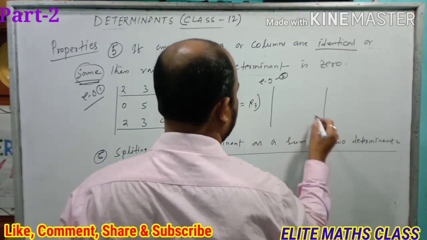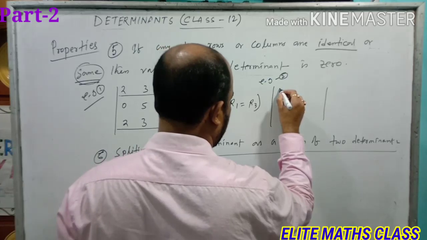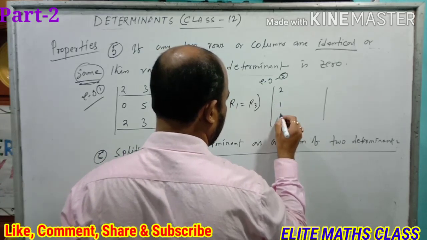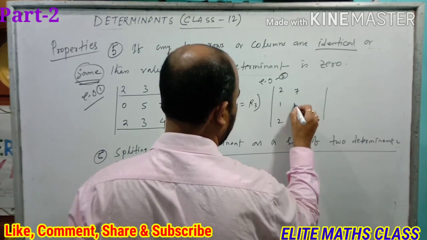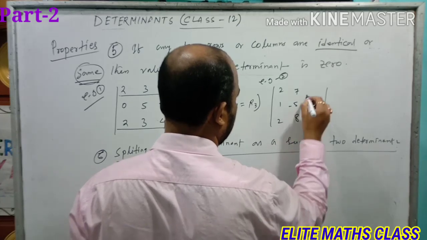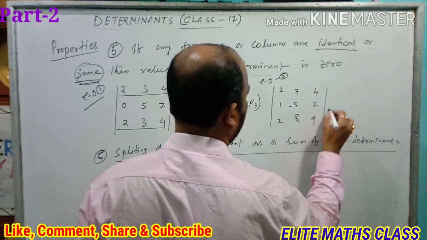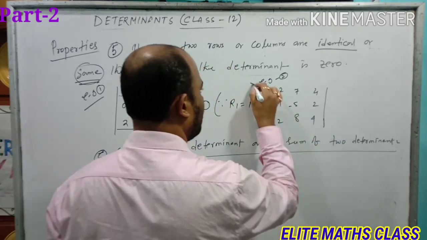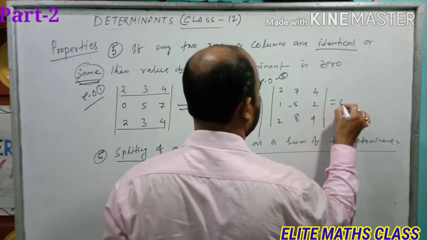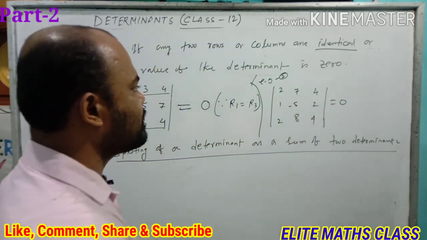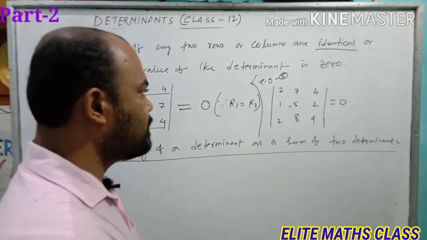What is identical? Say the determinant is 2, 1, 2, 7, minus 5, 8, 4, 2, 4. What is the value of the determinant? It will also equal to 0. In a second you can write the answer. The value of the determinant is 0.